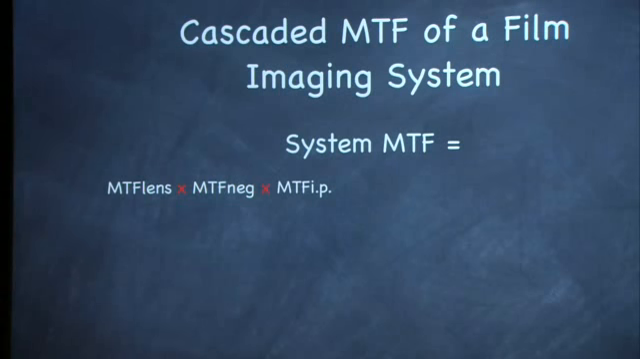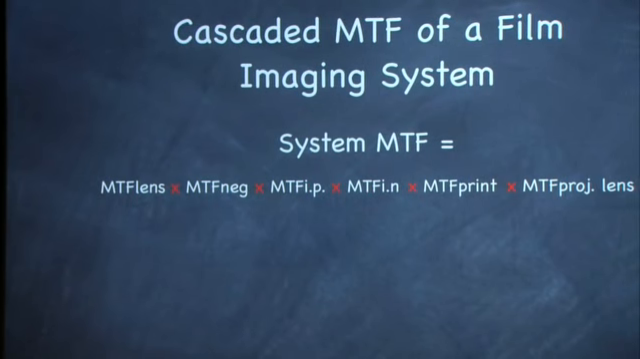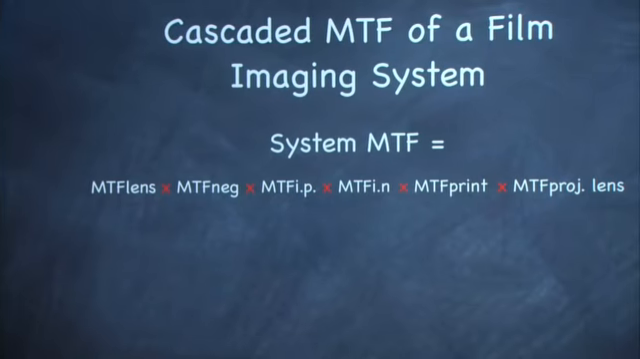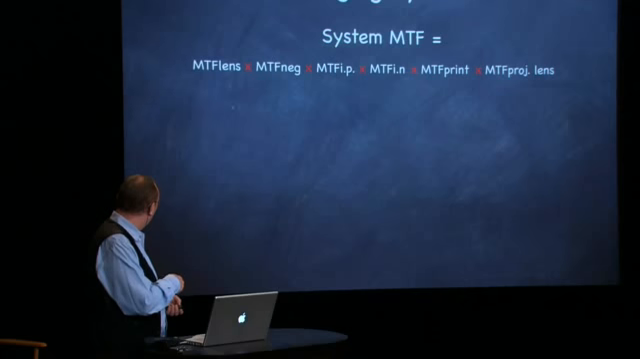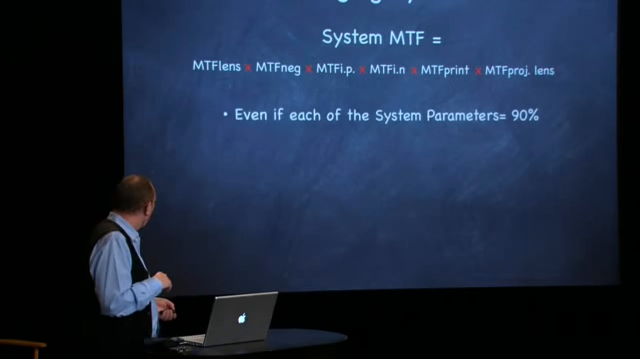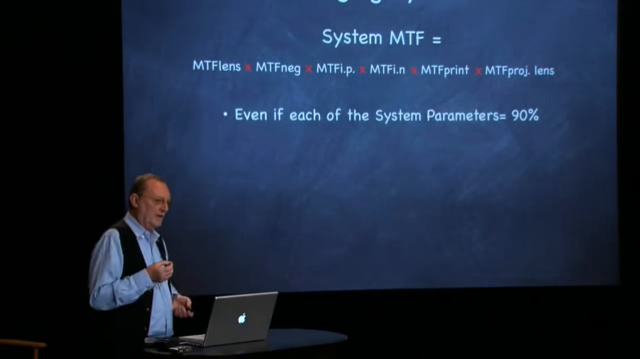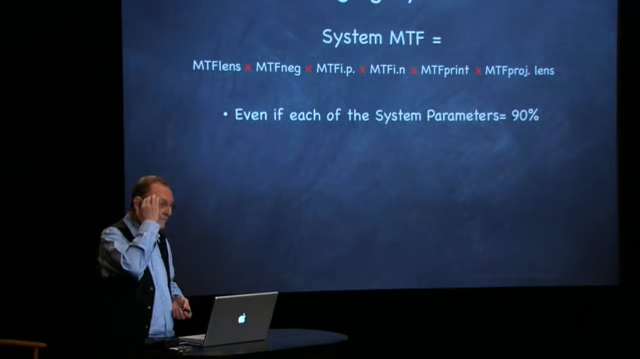Then we make an IP from the negative, then an IN, then a print, then the projection lens, and of course I forgot the eyeball, the viewer. So what you can see is that we have 1, 2, 3, 4, 5, 6 cascaded functions. So even if each of those was 90%, and by the way, only at very low frequencies is that true.